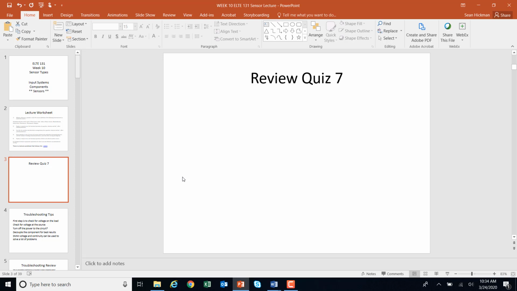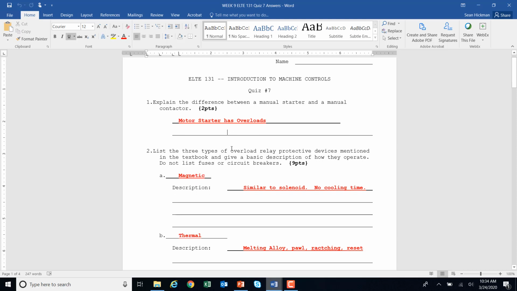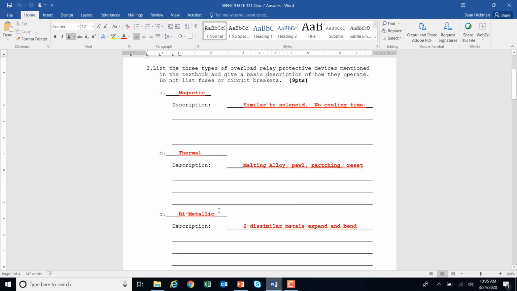Let's start with a review of quiz 7. What we have for quiz 7 is right here: explain the difference between a manual starter and a manual contactor. The manual starter or motor starter has overloads. List the 3 types of overloads. Relays, this was from the last lecture. We have magnetic, similar to a solenoid. Thermal, that's the melting alloy, the ratcheting, and then you reset it. And then the bimetallic, which was 2 dissimilar metals.